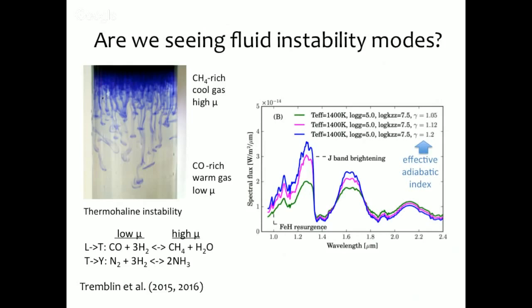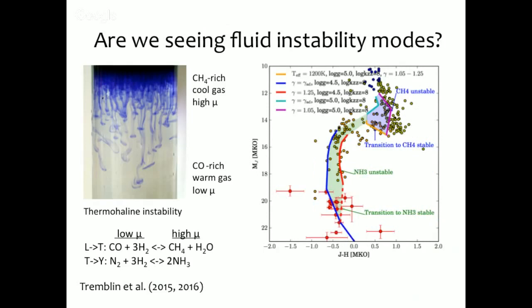So this is sort of their justification for this. This is showing three different models, same temperature, same surface gravity, same diffusion, but then changing the effective adiabatic index, how much circulation you can have due to this fingering instability. And you can see you get a huge change in the spectrum for essentially the same properties. And in particular, you get a spectrum that brightens at these shorter wavelengths, much in the way that we interpreted the removal of clouds would brighten up the spectrum at these shorter wavelengths.